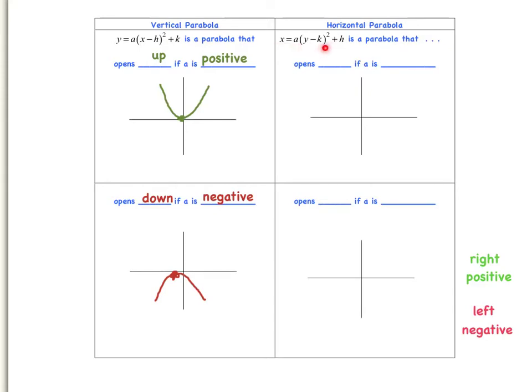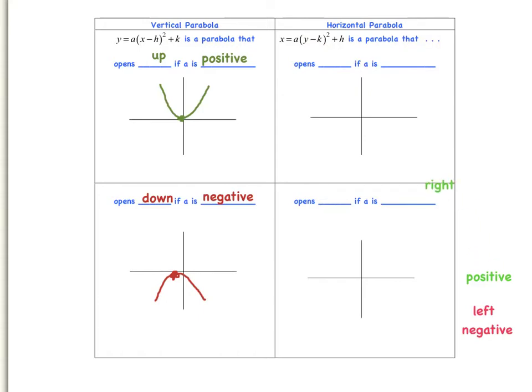First, let's look at the equation. We have x equals a times (y minus k) to the second power plus h. Now if you notice, y equals from the vertical parabola and x equals, the x and the y have switched places. And then if you look inside the parentheses, instead of x minus h, we have y minus k. Now this tells us something. It tells us that the vertical parabola and the horizontal parabola are inverses of each other.